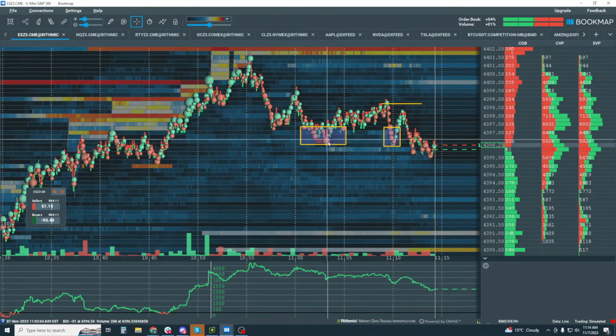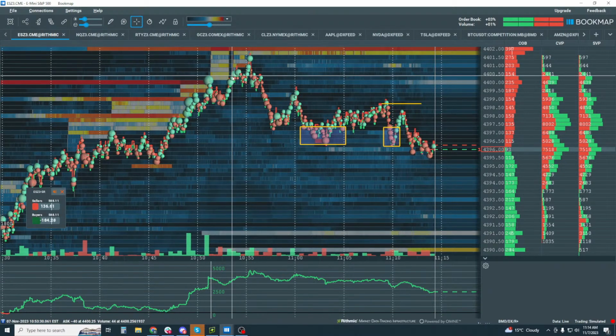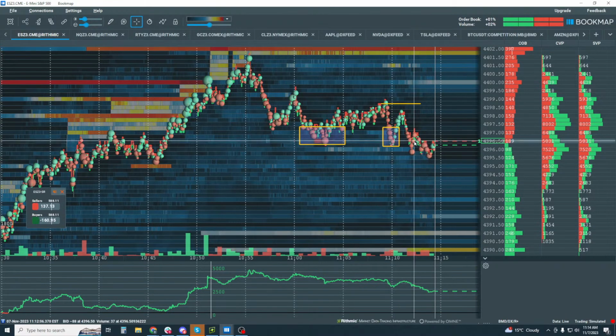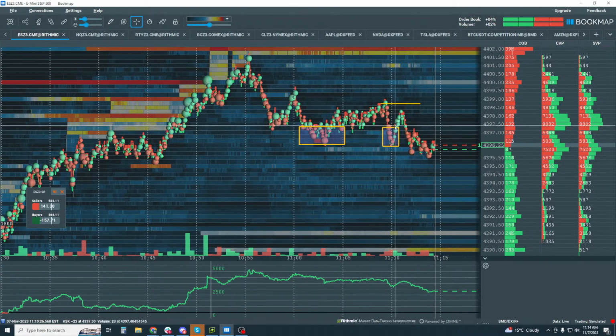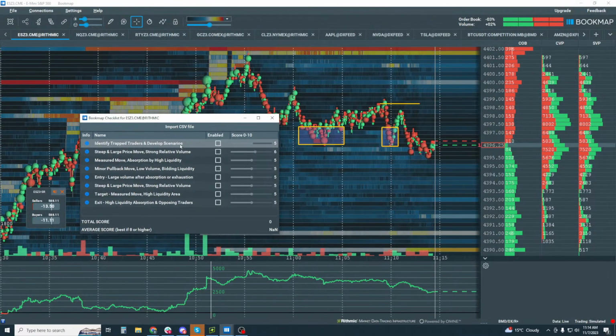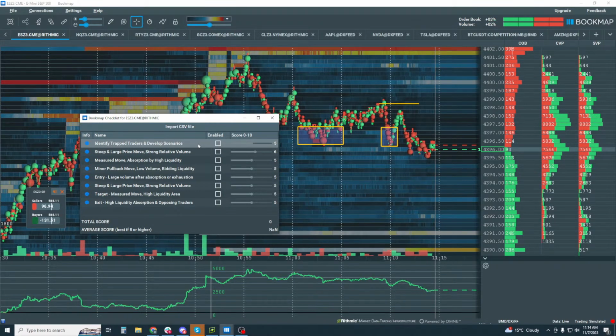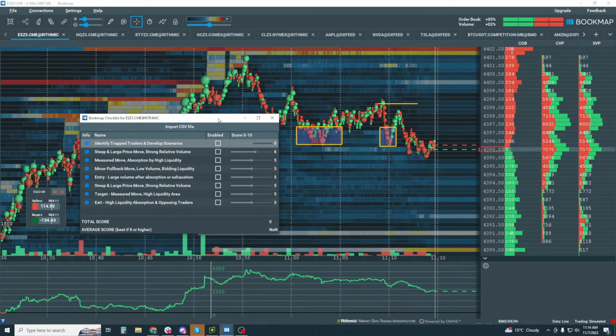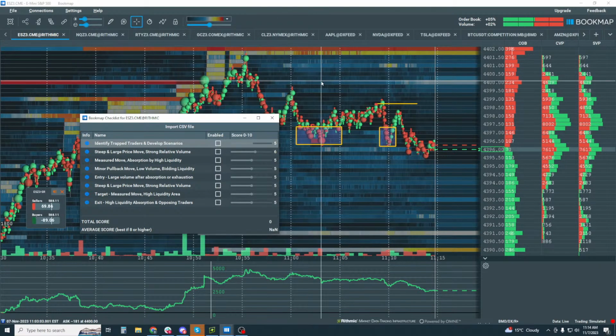Is this pullback on low volume? Well, it is compared to this move, right? Then we want these elements within our setup here to help us. That's why we're looking at them. These are like, again, players on our team. When we have these players on our team, it is more likely to unfold, okay, in our direction.